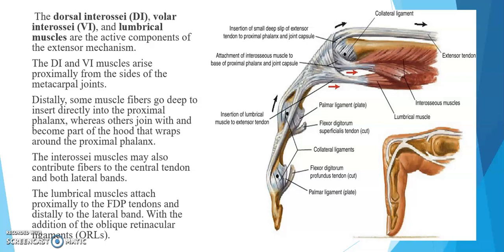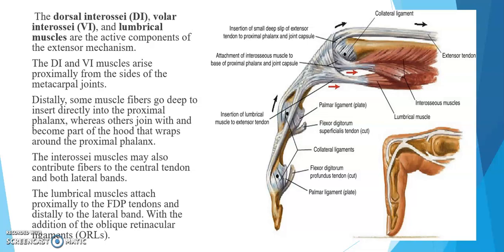That is, for the dorsal it is going to be abduction, and for the volar it is going to be adduction of the fingers. But along with that, they produce extension. Why? Because the attachment is directly to the EDC tendon only, the central tendon, the lateral bands, the extensor hood, and also to the bone, that is the proximal phalanx.